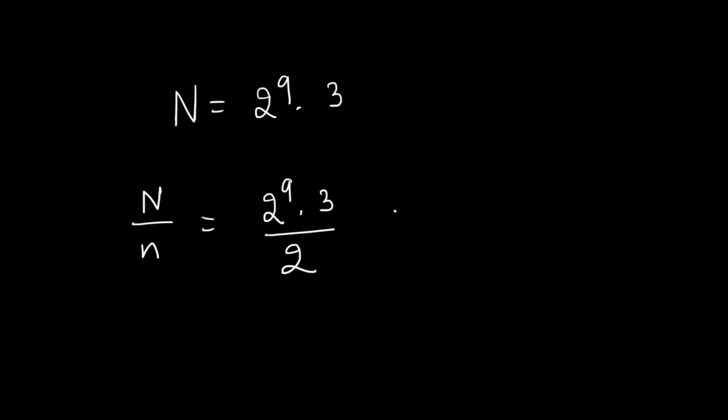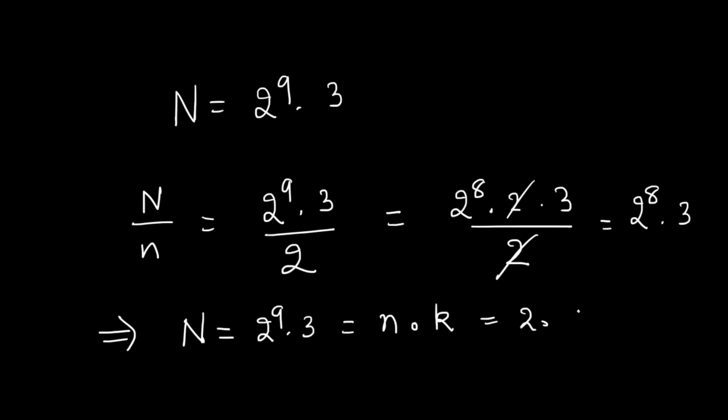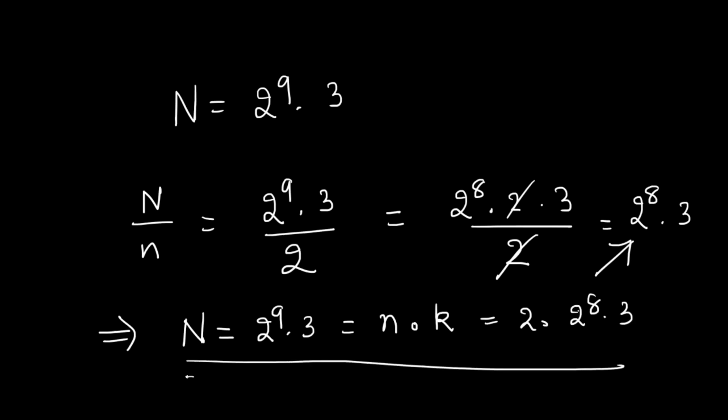In fact, let's write it down explicitly. So what we are saying is N is equal to 2 raised to 9 into 3, and n is 2 raised to 9 into 3 divided by 2, and this can be written as 2 raised to 8 into 2 into 3 divided by 2. The 2 gets cancelled, and what remains is the quotient 2 raised to 8 into 3, and this implies clearly that capital N, which happens to be 2 raised to 9 into 3, can be written as small n times k, which is basically 2 times this number, 2 raised to 8 into 3. So this part is highly believable.